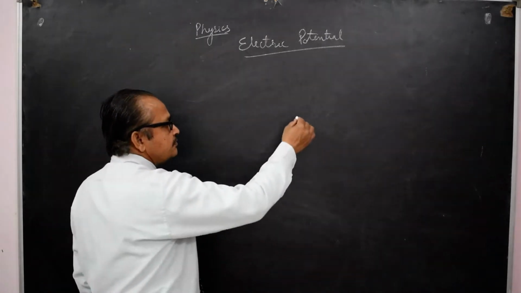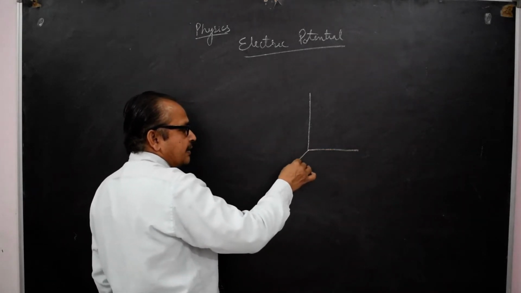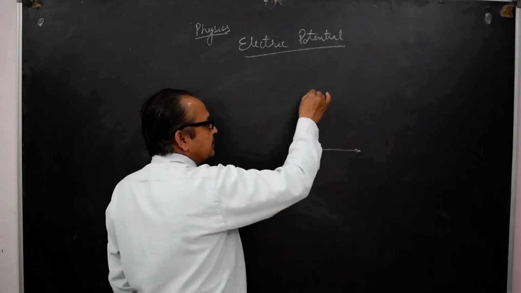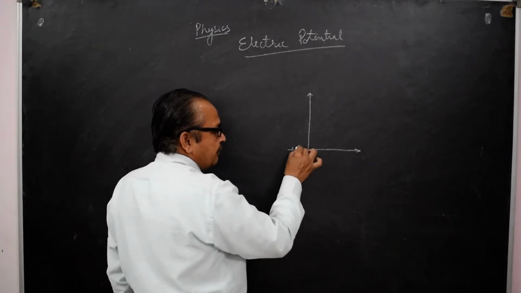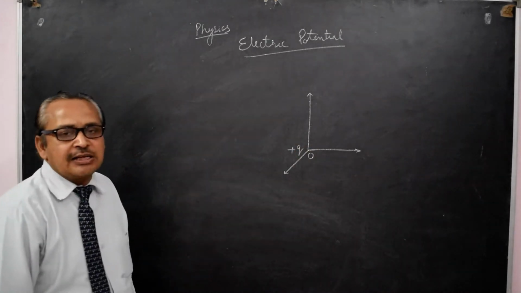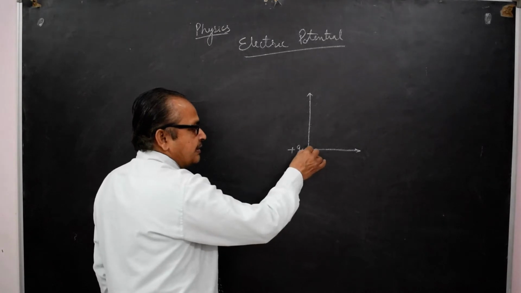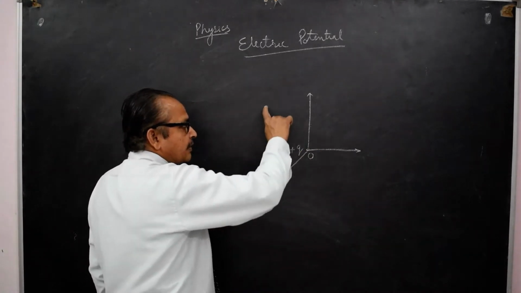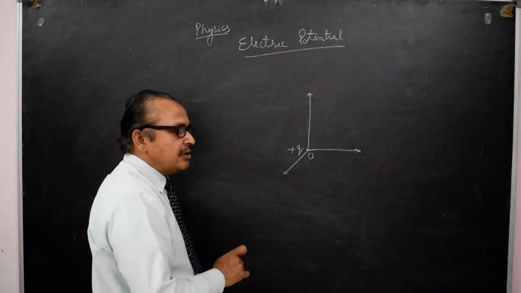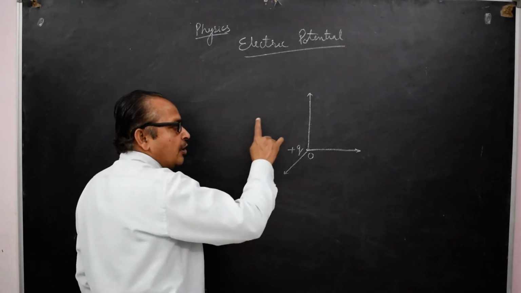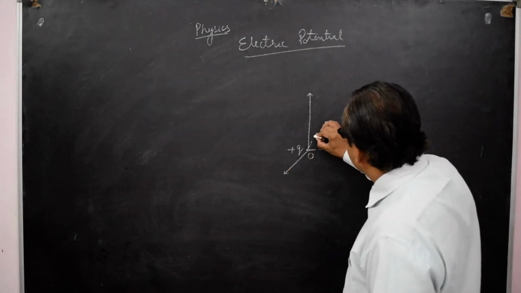consider that suppose we have a Cartesian format where we are having the origin O. Now suppose at this origin we place a positive charge Q. Now one thing is very clear, that due to this charge Q, an electric field will be generated around this charge uniformly in all the directions, and which can be represented like this.